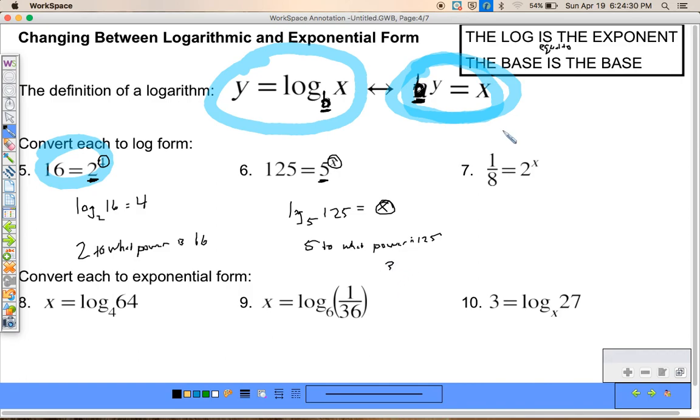For the last one, to rewrite this, we identify our base. So there's our base, so log base 2 of that number on the other side equals our exponent. So log base 2 of 1/8 equals x.